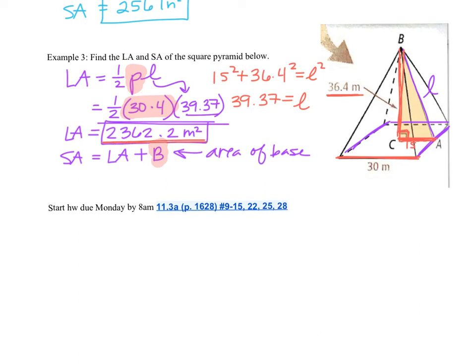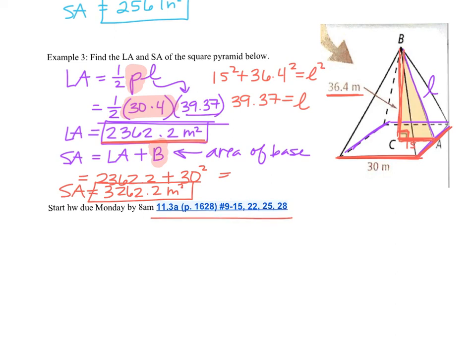So we're going to take the lateral area, 2,362.2, plus the area of the base. And the area of the base would be 30 times 30, or 30 squared for a square. So if you plug that in, you get, actually we'll just go down here with it. The surface area equals 3,262.2 square meters. Okay, so lateral area, 1/2 PL. Surface area, LA plus B. Just one B this time because you only have one base for these figures.